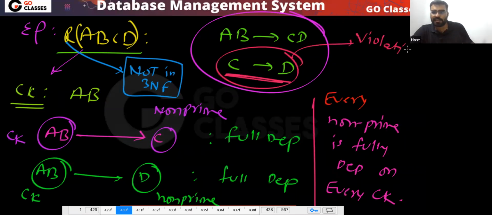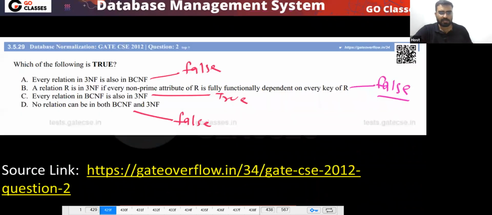This is the violation of 3NF. Is this clear to everyone? So you can notice this statement. This statement is false. If every non-prime attribute is fully functionally dependent on every key, then I can say it will be 3NF. So this statement is false.